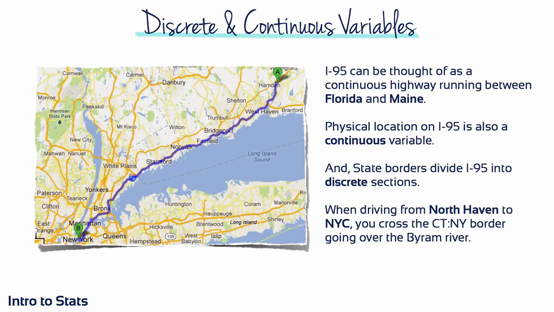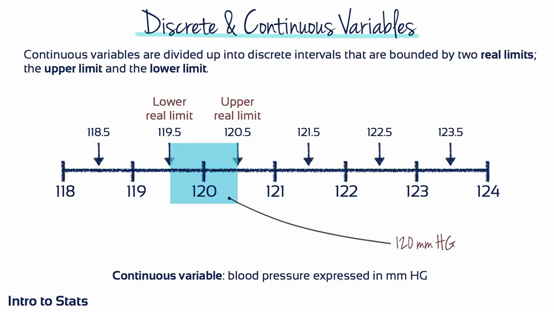Or another way of explaining this, the I-95 can be thought of as a continuous highway running between Florida and Maine. Physical location on I-95 is also a continuous variable. And state borders divide the I-95 into discrete sections. When driving from North Haven to New York City, you cross the Connecticut-New York border going over the Byram River. The arterial pressure category of 120 milligrams of mercury is an interval that is defined by two borders, or two real limits, a lower limit of 119.5 and an upper limit of 120.5.